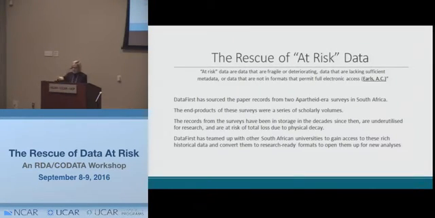So there's just a definition of at-risk data: data that is valuable, or fragile or deteriorating, data that's lacking sufficient metadata. In other words, they could be digital, but they still don't have much information about the data. Or data that's not in formats that permit full digital access. So we found out that there were these two collections of survey questionnaires from very famous surveys that happened during the apartheid years. The surveys produced a series of scholarly volumes. The records were archived and haven't been used in the decades since then. So we teamed up, some of the records at other universities, we teamed up with those universities to put this data out there, to prepare it and make it available for the research community.